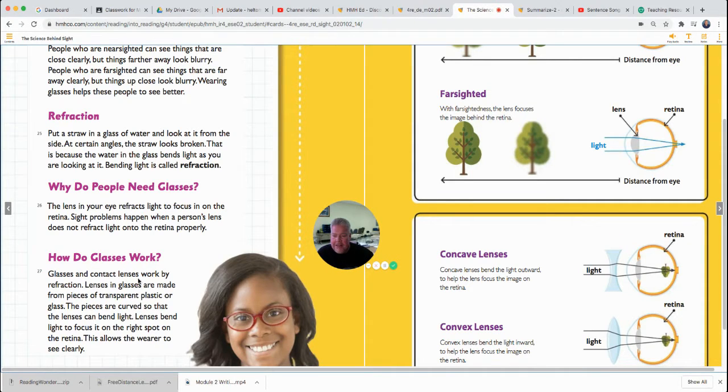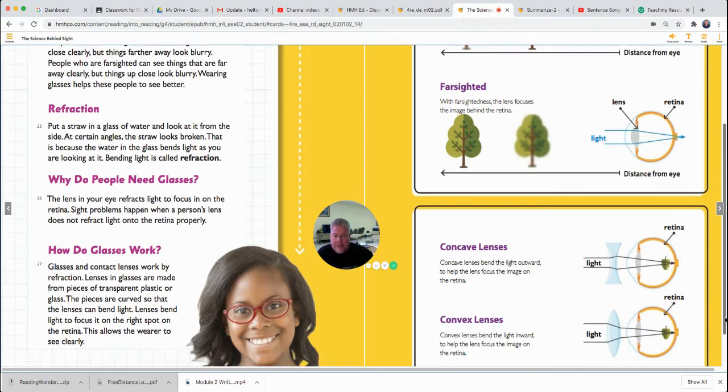How do glasses work? Glasses and contact lenses work by refraction. Lenses in glasses are made from pieces of transparent plastic or glass. The pieces are curved so the lenses can bend light. Lenses bend light to focus it on the right spot on the retina. This allows the wearer to see clearly.